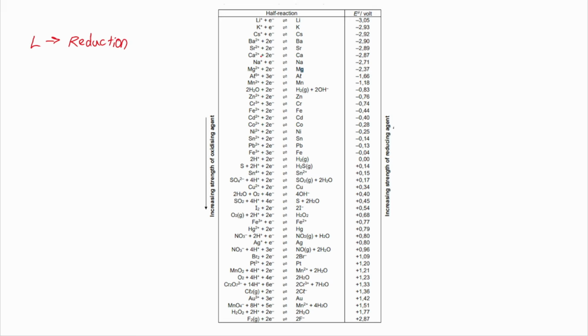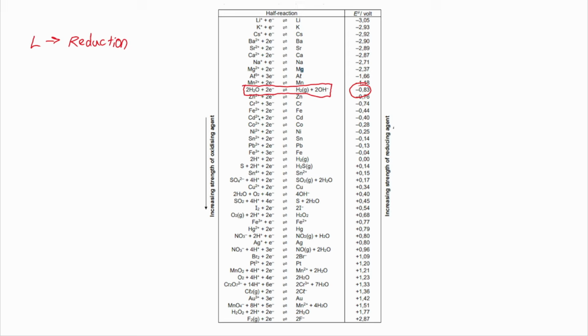Left to right, nothing. Here's water, so this is a possibility: water gaining electrons. That can happen. But have a look here, this is a negative value, so that's not very favorable. But we're going to keep that in mind. Let me not erase that actually.